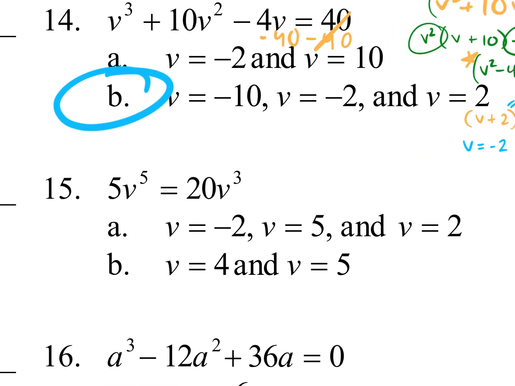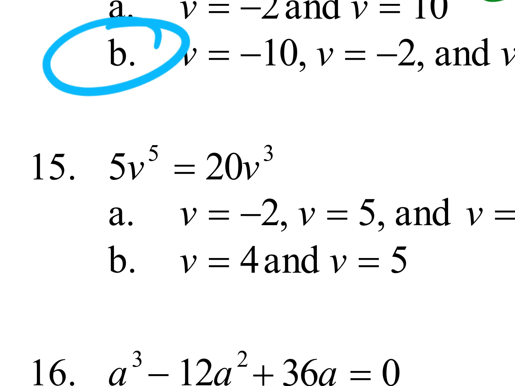All right, 15. Again, when we're solving, and we're going to solve by factoring, what does it have to be equal to? Has to be equal to 0. So let's subtract 20v to the third power to the other side. So 5v to the fifth power minus 20v to the third power is equal to 0.